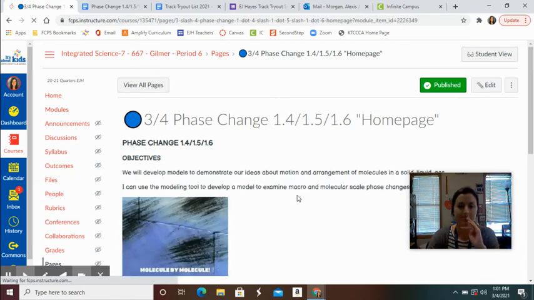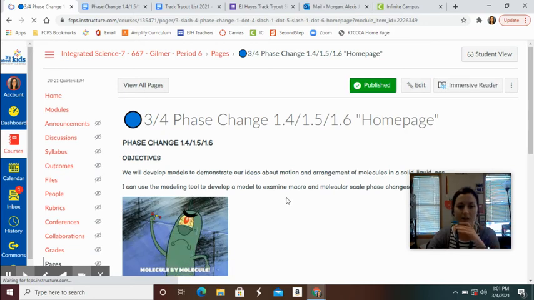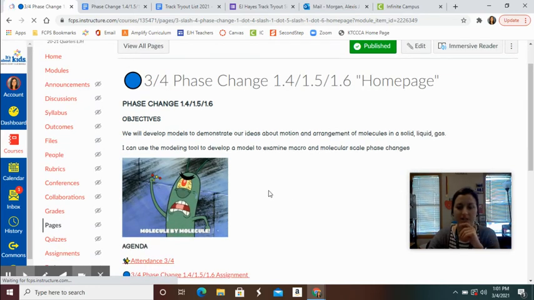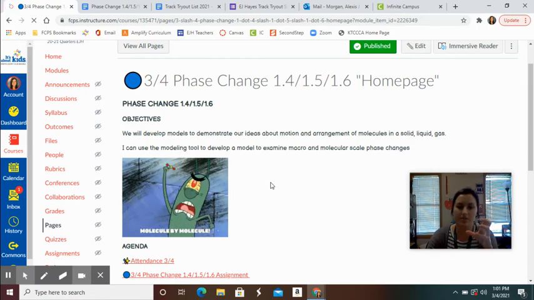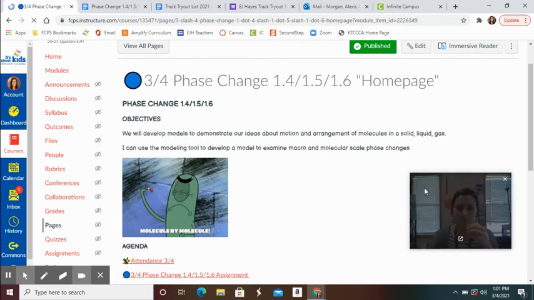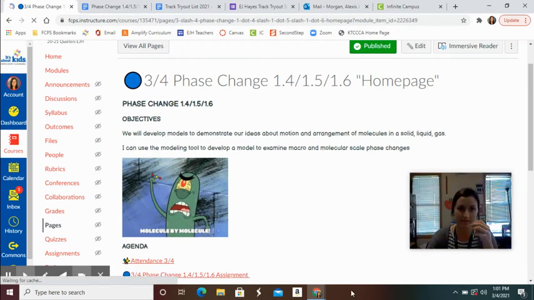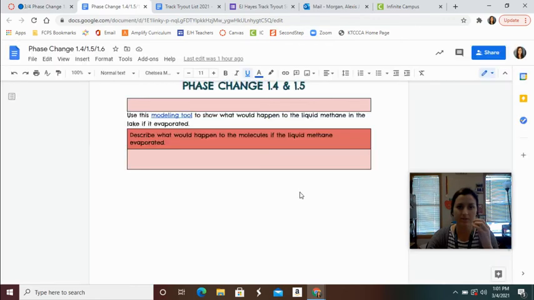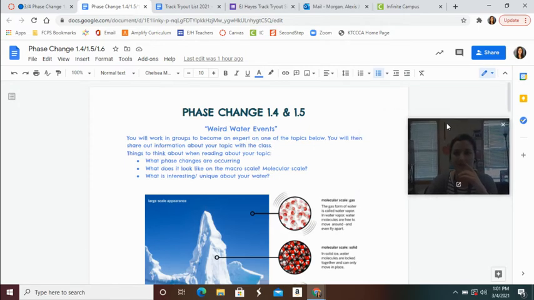And so today we further our investigation into the molecules of our different states, so our solid, liquid, and gas, and how those molecules are structured and how they move about in each one of those phases. So going to our assignment for today, which is linked. There we go. And what we did in class was a jigsaw.